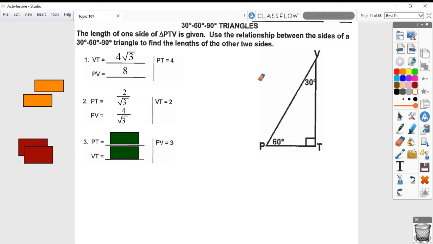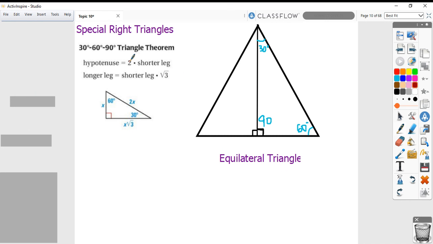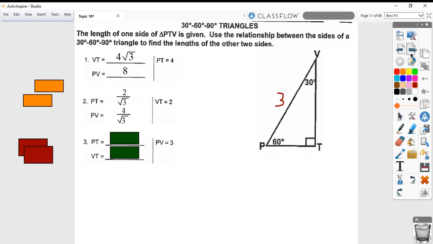Okay, PV, this time it gives us the hypotenuse. PV is equal to 3. So we already know that the hypotenuse is 2 times the shorter leg, right? So wouldn't it be fair to say that the short leg is half of the hypotenuse? If this one is twice as much, that means this one is half of it, right? So that means this one is just going to be 1.5. It's going to be half of 3.